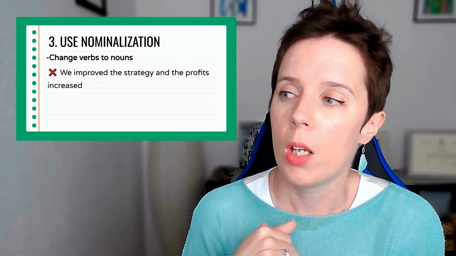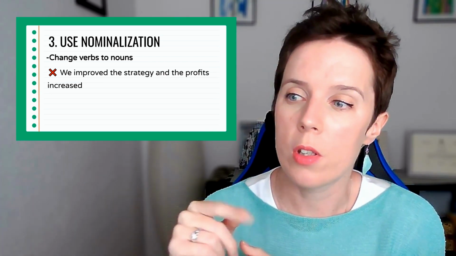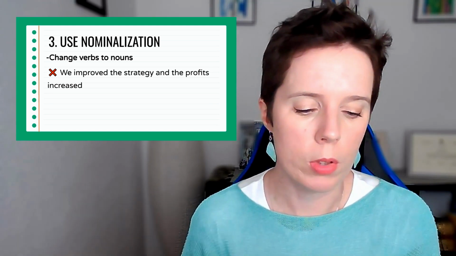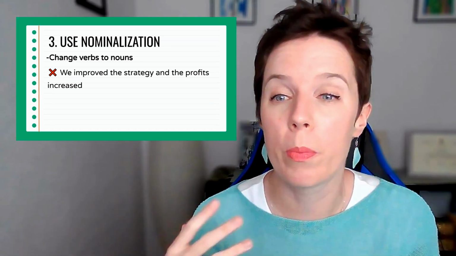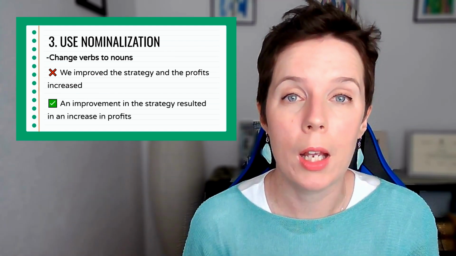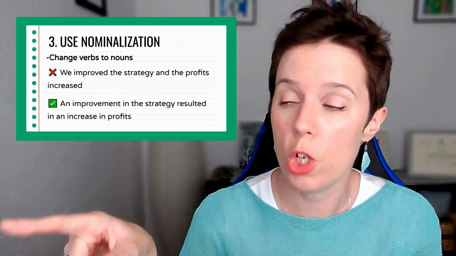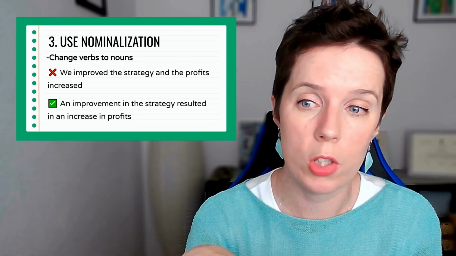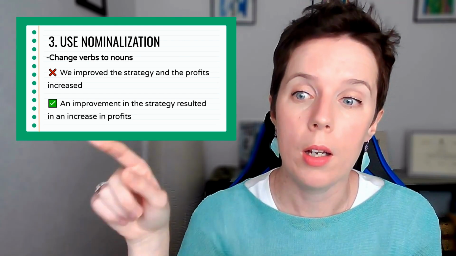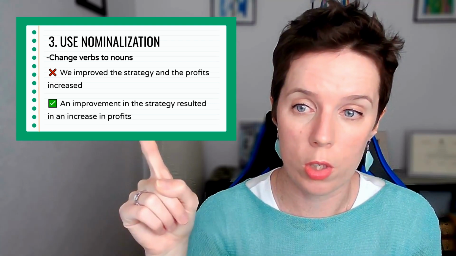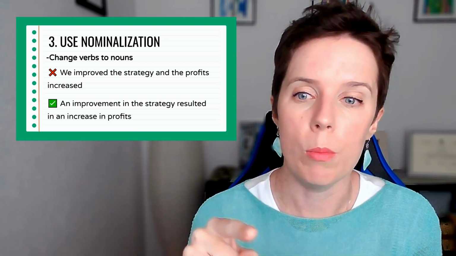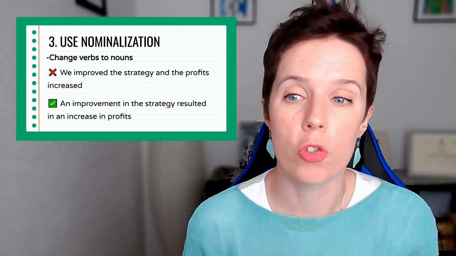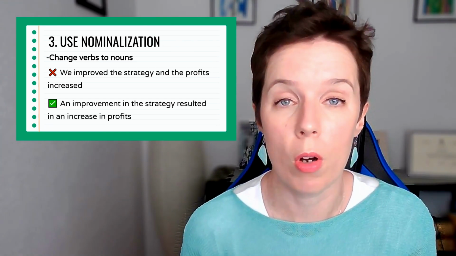For example, if I said, "We improved the strategy and the profits increased," it's not that formal. It's just a statement. It's neutral, but it's not very formal. We can make it a lot more formal if we change improve to improvement, and we've also changed the verb increase to a noun. "An improvement in the strategy resulted in an increase in profits." Much more formal, this sentence.